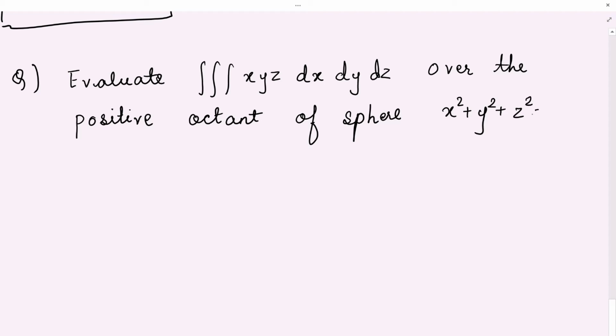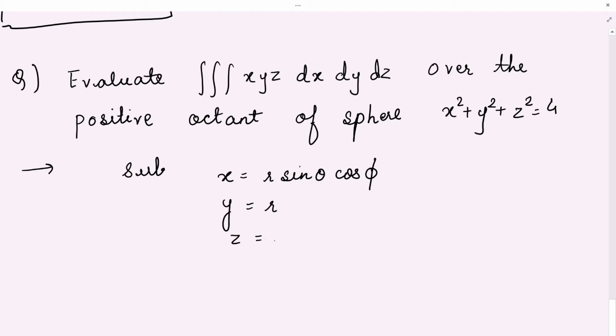So now you know that this sum will be easier if I substitute into spherical polar coordinates. So substituting x is equal to r sine theta cos phi, y is equal to r sine theta sine phi, and z is equal to r cos theta.